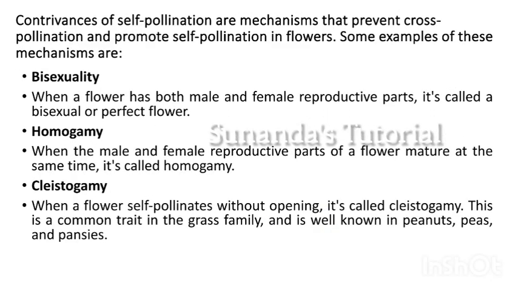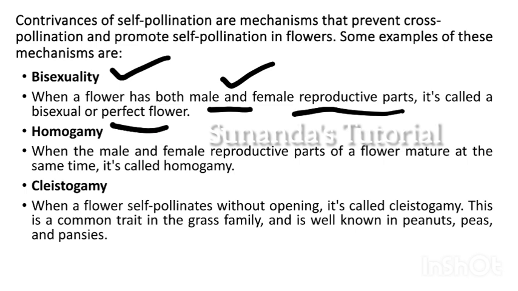Next, what are the contrivances of self pollination? So self pollination contrivances means these are some adaptations or mechanisms to prevent cross pollination and to promote self pollination in self pollinating plants or self pollinating flowers. So here are some contrivances. At first, bisexuality. When a flower has both male and female reproductive parts, it is called a bisexual flower. So generally they perform self pollination because they are bisexual.